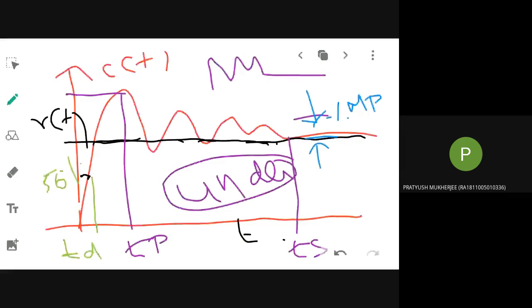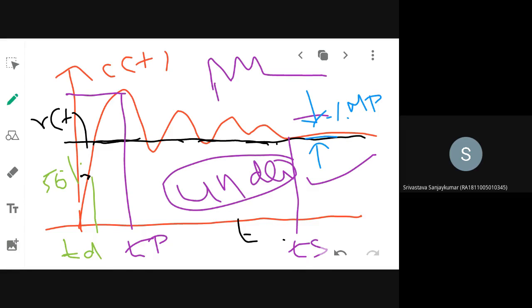Initially you can see the oscillations are present, and finally it is settling down to the steady state value. So this is the response that you will be getting for what type of second order system? Under damped. Make a note. Under damped. This question might be asked in a 4 mark short answer.